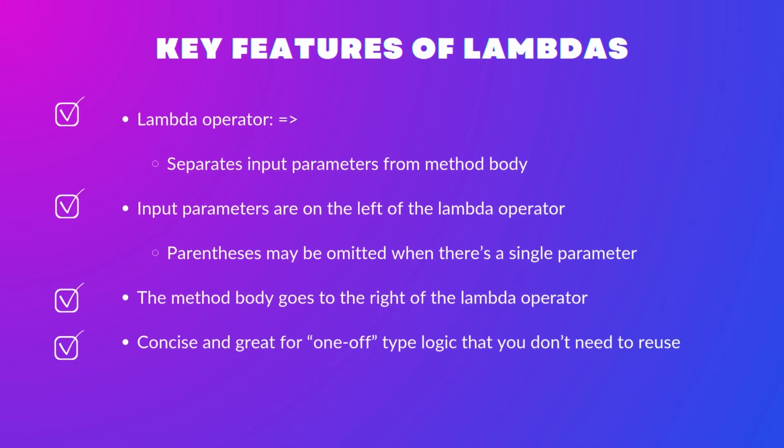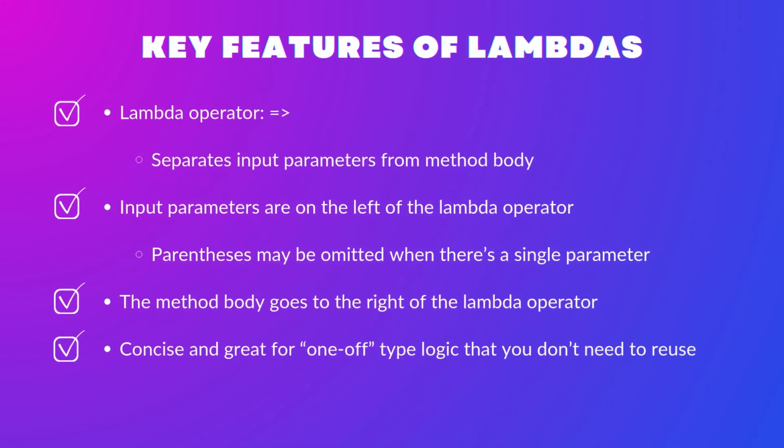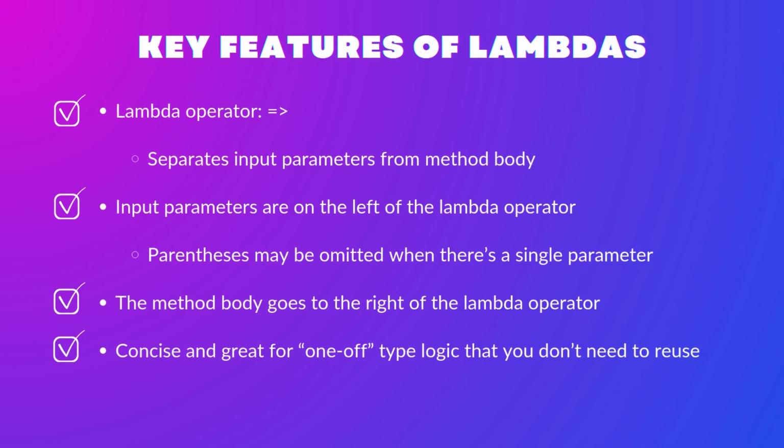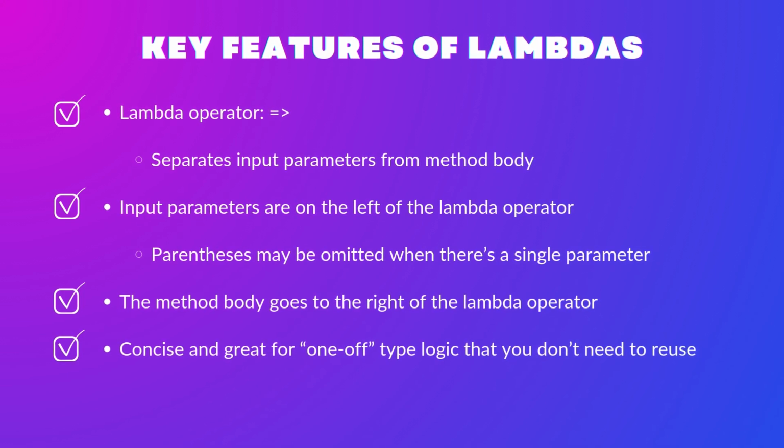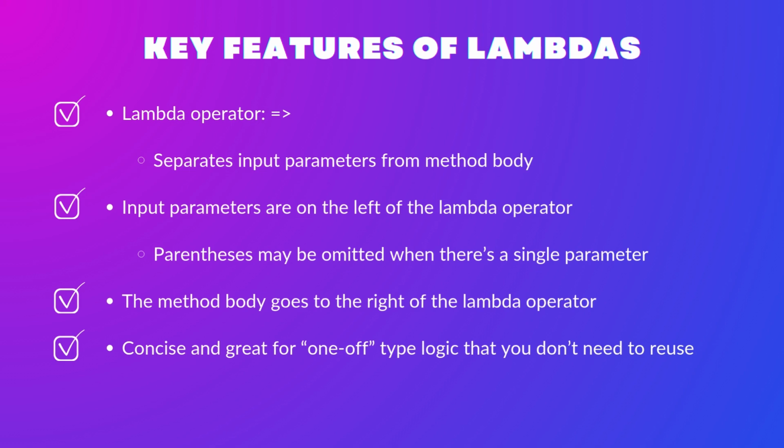Let's go over some key features of lambdas. First, you have the lambda operator itself. It looks sort of like an arrow. It's the equal sign followed by the greater than symbol. This separates the input parameters from the method body. Input parameters go to the left of the lambda operator. Note that parentheses may be omitted when there's just a single parameter.